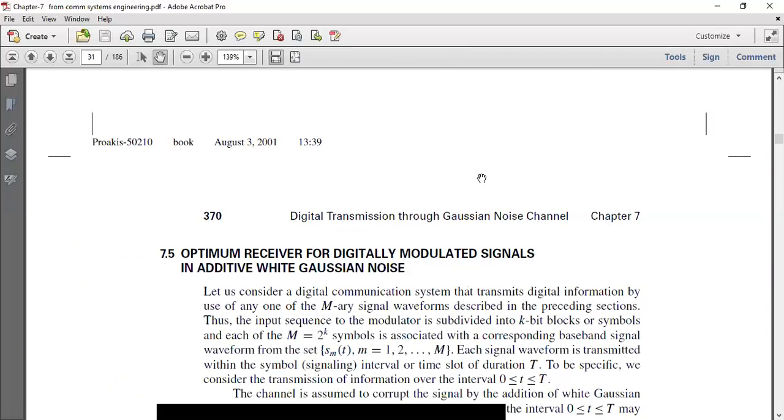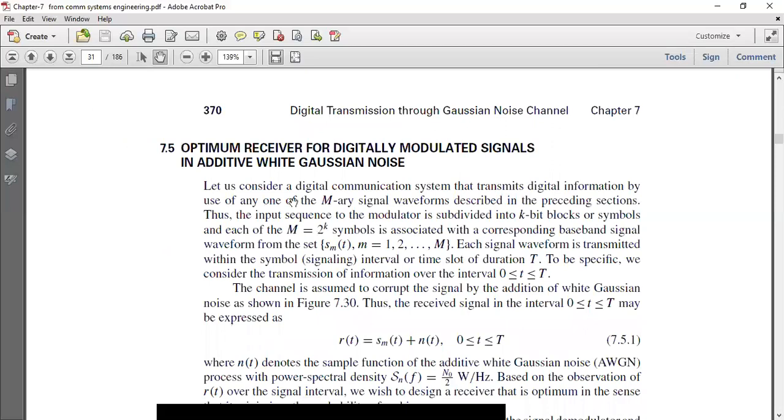And the next important topic is that we are now ready to go towards the optimum receiver for digitally modulated signals in additive white Gaussian noise. So this will be our next topic. We will discuss it in our next video.